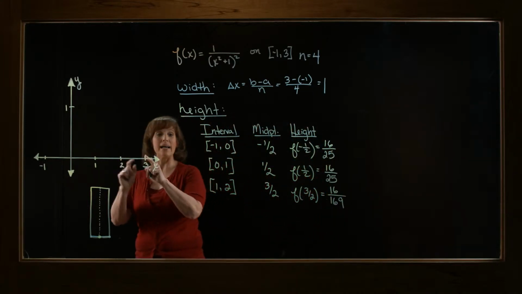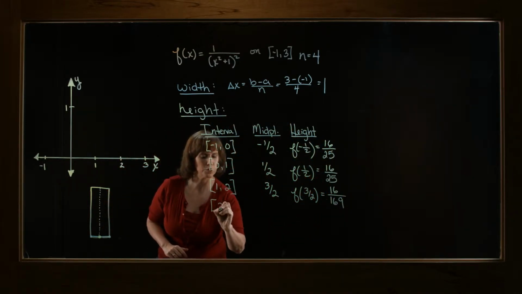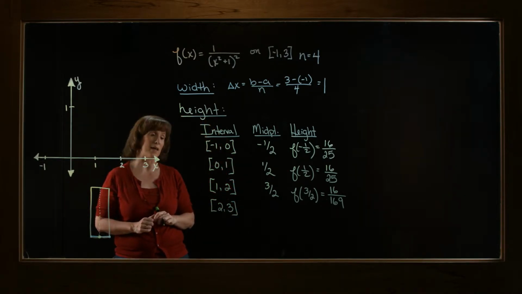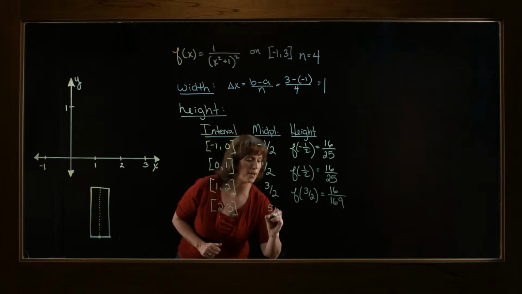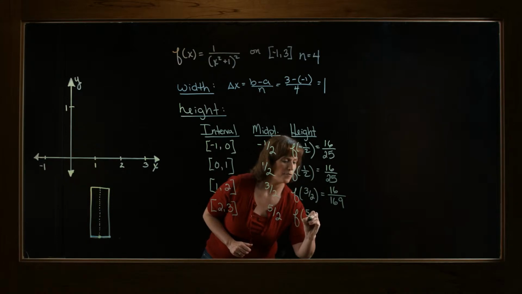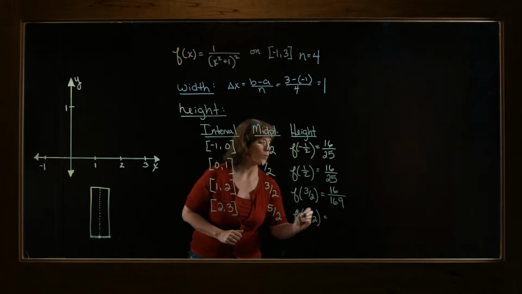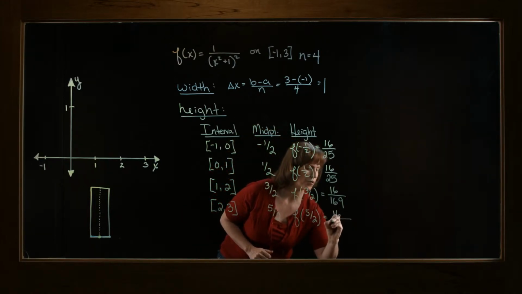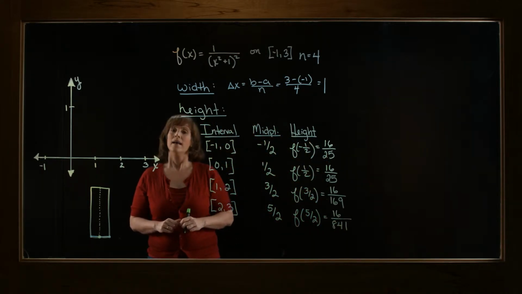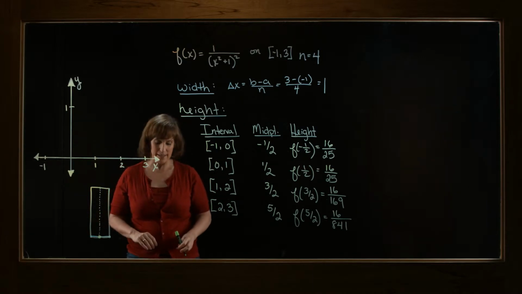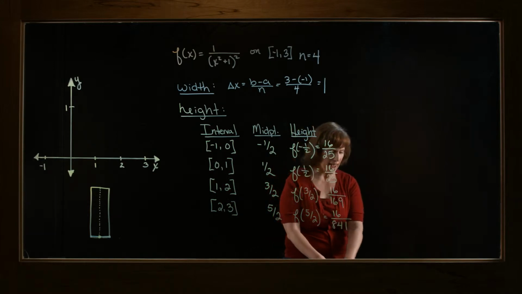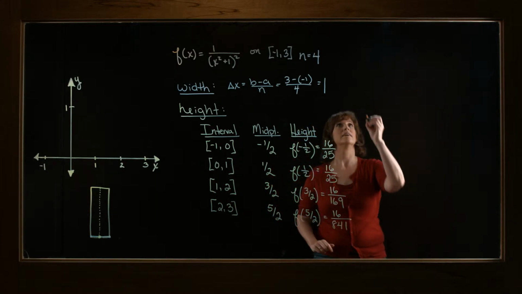My last interval will be the interval from 2 to 3. Adding those together, I get 5 divided by 2, which gives me a midpoint of 5/2, and f of 5/2 equals 16 all over 841. Now I have all the pieces that I need for this puzzle. So let's go ahead and find the area of my region.